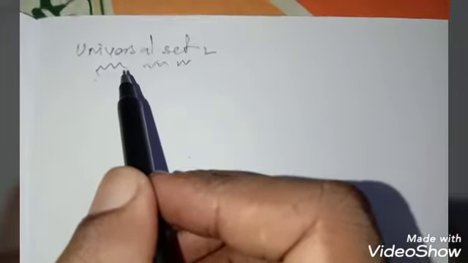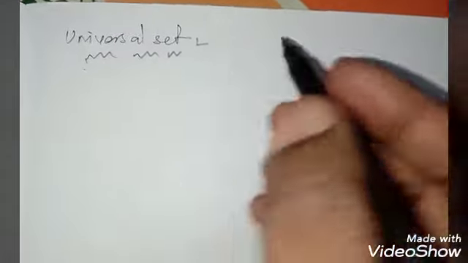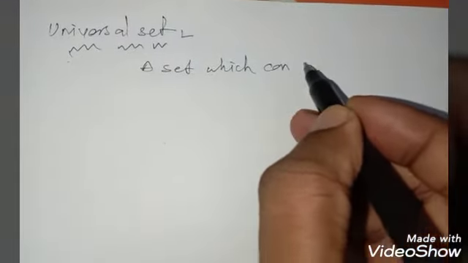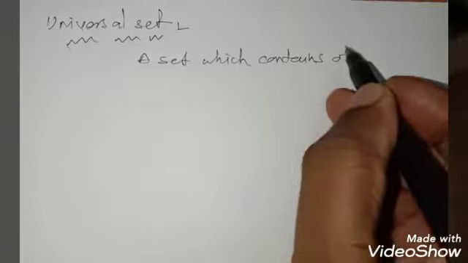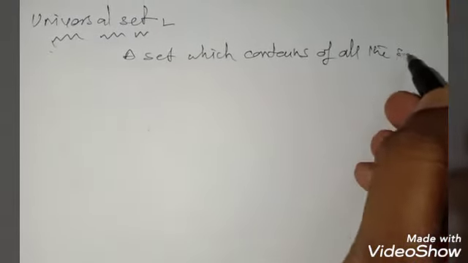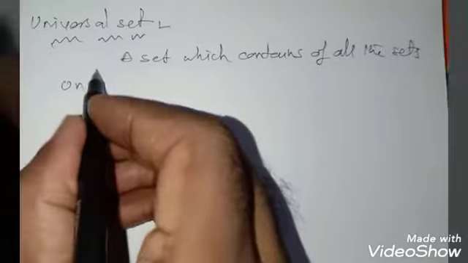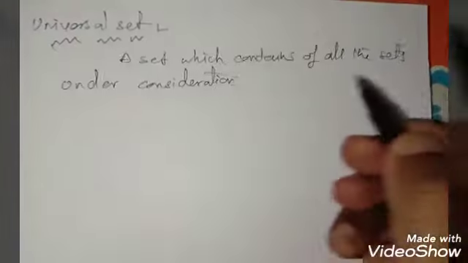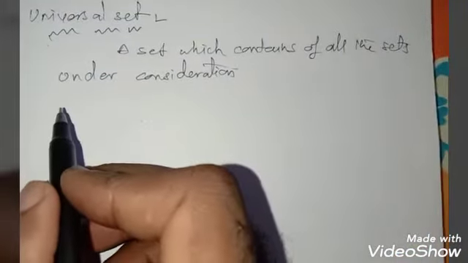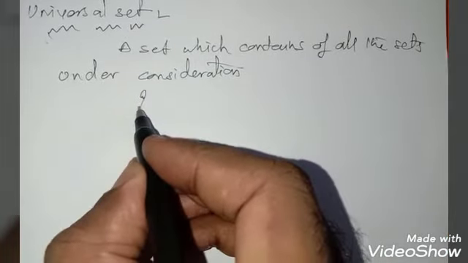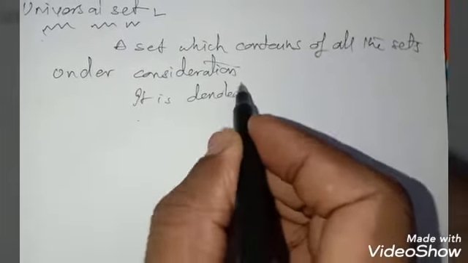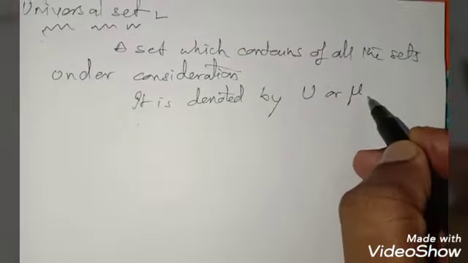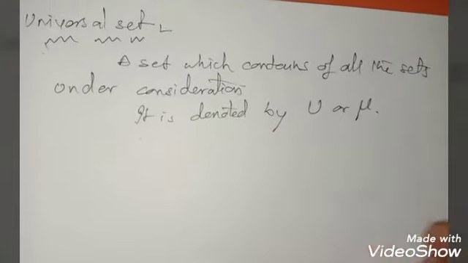Before starting with the Venn diagram, we have to know what is the universal set. The universal set is nothing but a set which contains all the sets under consideration. Right, the universal set is denoted by U or mu. Any one of these denotations we can use.